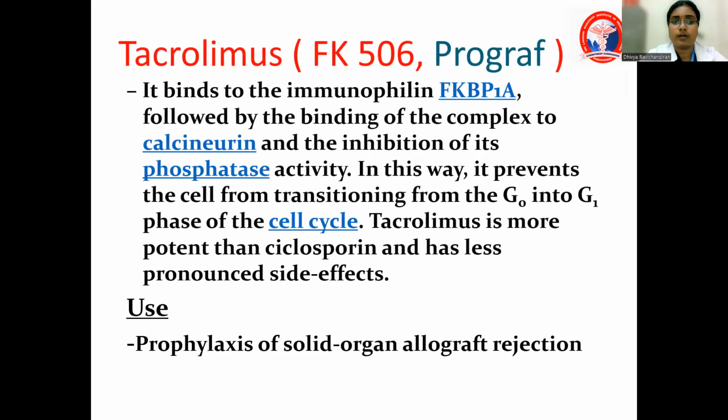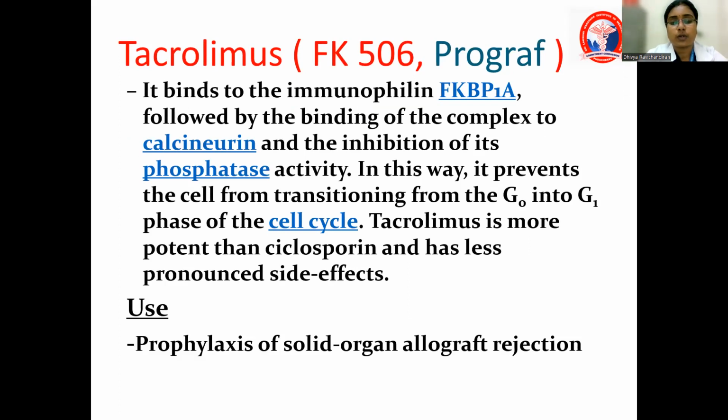The next drug is tacrolimus, which is also called FK506 or Prograf. It binds to the immunophilin FKBP1A, followed by the binding of the complex to calcineurin and the inhibition of its phosphatase activity. In this way, it prevents the cells from transitioning from the G0 phase to the G1 phase of the cell cycle. So tacrolimus is more potent than cyclosporin and has less pronounced side effects.